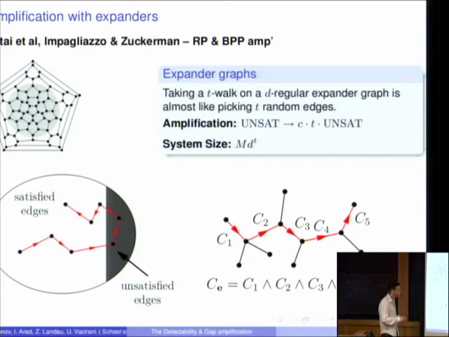So if we now define a new system in which the constraints are defined by looking at T-walks on the original system, and for each T-walk we define a new constraint, which is just the intersection of all the constraints on that T-walk, we get a new CSP system in which we know that the unsatisfiability will be amplified linearly in T, as long as we begin with something small enough. One has to prove it, and Dinur proved it.